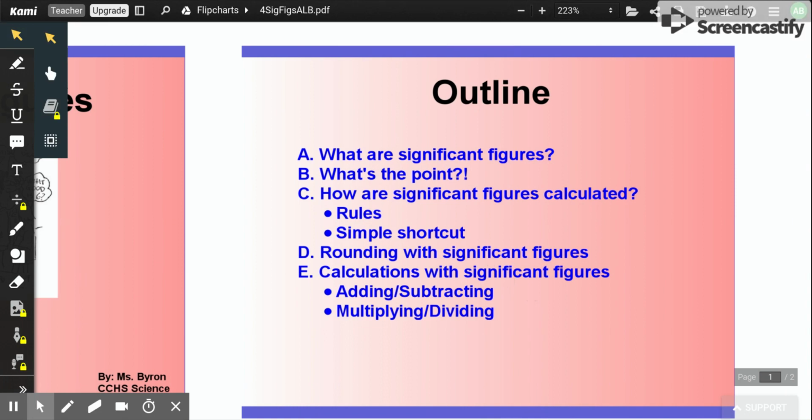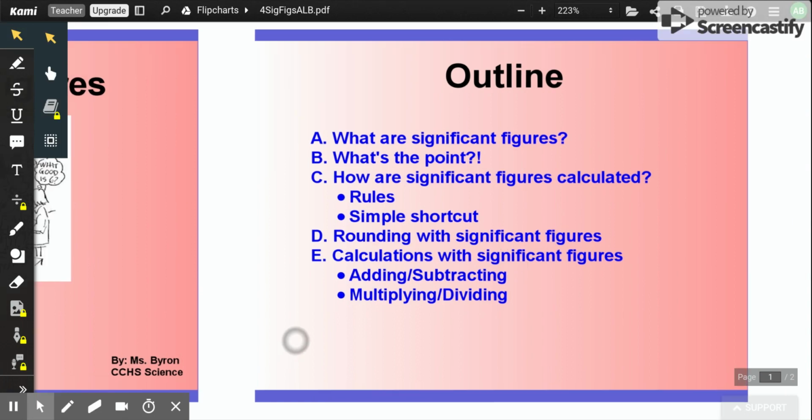So what I'm going to do is go through the rules really quickly, and then I'm also going to give you a really easy shortcut, because no teacher out there is going to ask you what the sig fig rules are, but they are going to ask you to figure out how many sig figs are in a number. Rounding with significant figures is going to be covered, and also calculations using significant figures.